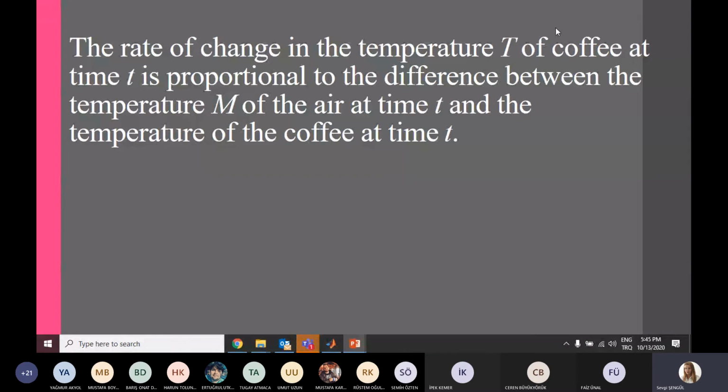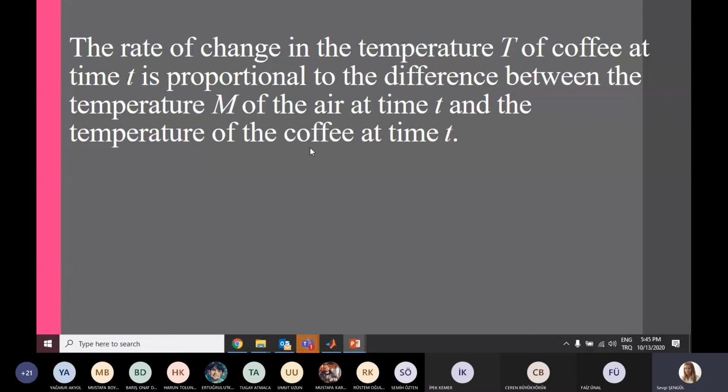Okay, we have the temperature. It's changing with time. So rate of change in the temperature, which means that you need to write dT over dt, the capital T changing with time. How is it changing? At a time t it is proportional to the difference between the temperature M of the air, so the room temperature at that time is M, and the temperature of the coffee, which is T.